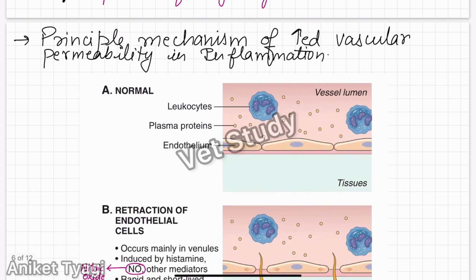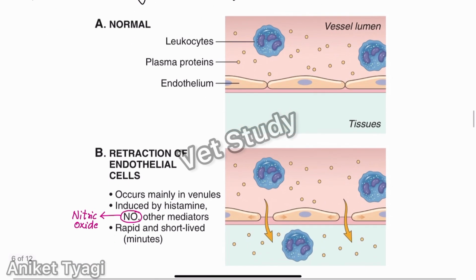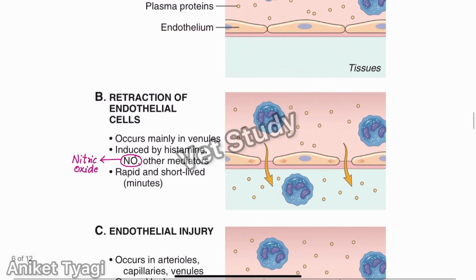After this, we have the principal mechanisms of increased vascular permeability in inflammation. Basically, what is the mechanism behind vascular permeability in inflammation? We will discuss it. The first is the normal situation in which leukocytes and plasma proteins are present inside the blood vessel, right? And this is the endothelium. And in the second situation, B, there is a retraction of endothelial cells.